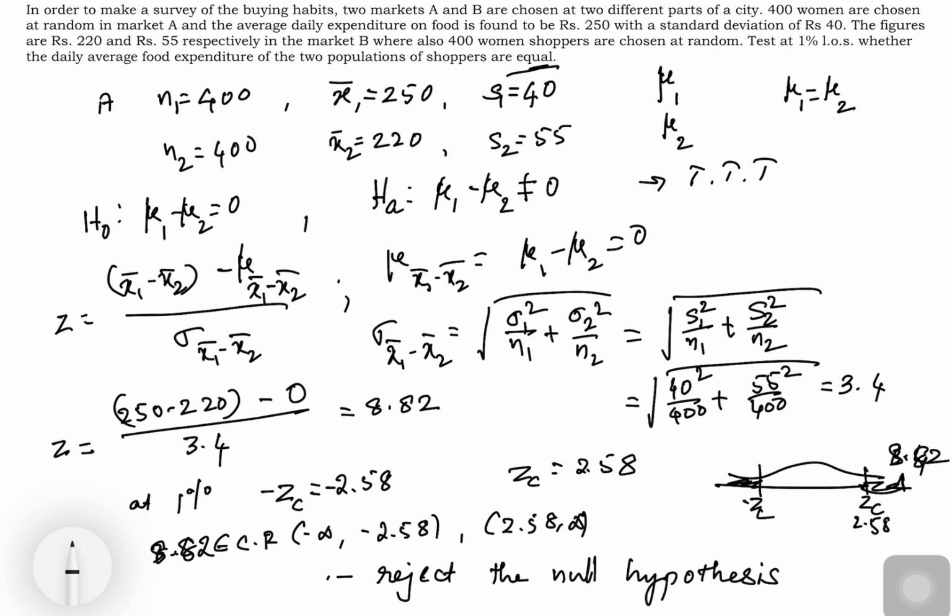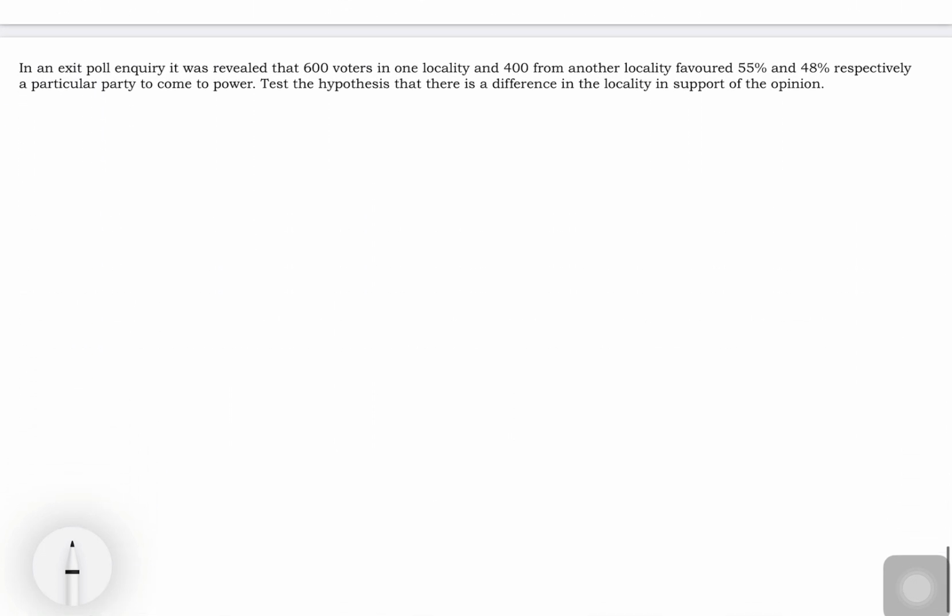So this was a problem based on differences of means. Now the final problem will involve the differences of proportions. The statement reads like this: in an exit poll inquiry, it was revealed that 600 voters in one locality and 400 in another locality favored, 55%... Looking at the sentence itself, we can say whether it is a single population or two populations. This is not a mean, this is a percentage. That means it is a probability, or the proportion of success.